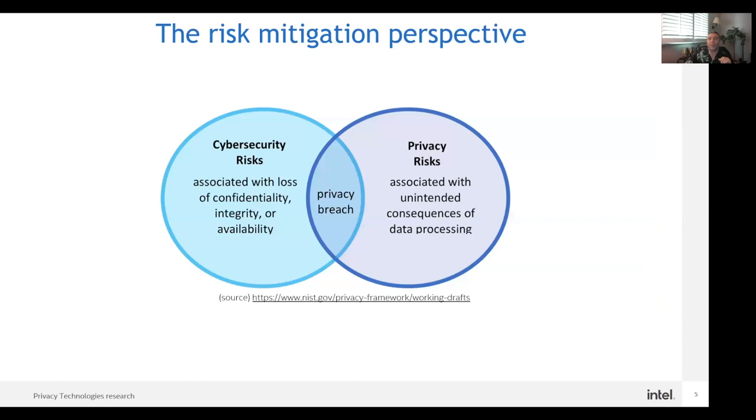And so when we look at protection, this image is drawn from the NIST privacy risk management framework for privacy. It puts together the two frameworks, the new one that looks into privacy risk and the older one, established for many years, that looks into cybersecurity risk.